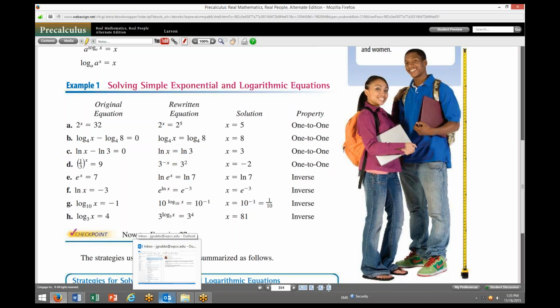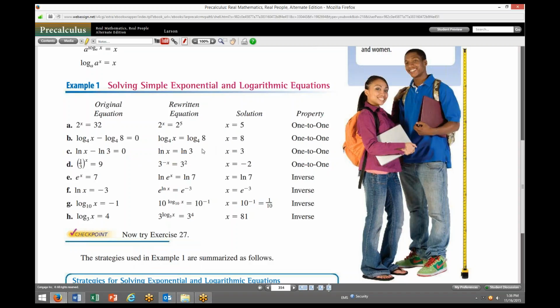Again, this is very nice if you have something that simple, and you will have a few like this at least in your homework and such. But the next one: log base 4 of x minus log base 4 of 8 equals 0. Well, we've got two log expressions, both the same base, and if you simply do an algebra step and add the same thing to both sides, in this case add log base 4 of 8 to the left side and the right side, the left side remains only log base 4 of x, and the right side becomes log base 4 of 8.